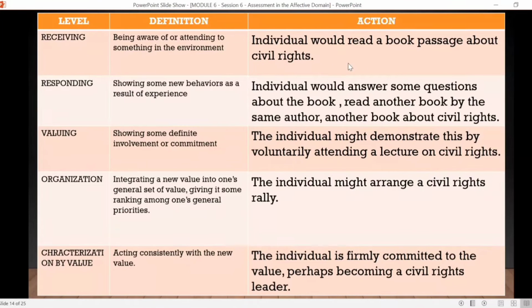In here, the individual would read a book, passage about civil rights. So you are aware kasi binasa mo. Binasa mo ang tungkol sa karapatang pantao. Okay, ngayon aware na siya.